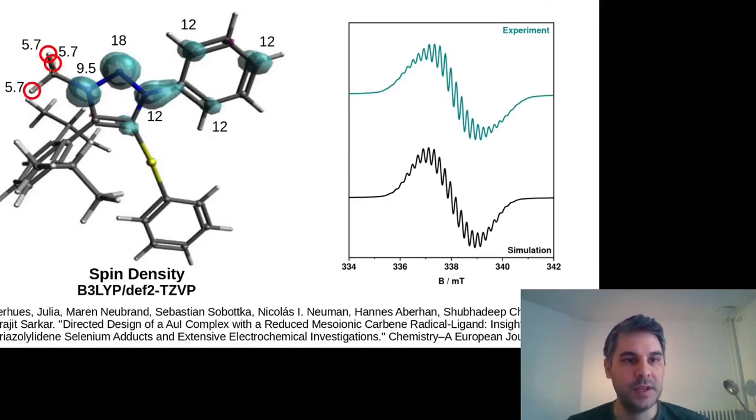So if we see here, the 5.7 MHz values would come from these methyl groups, and the 18, 12, and 9.5 MHz couplings would come from the different nitrogen atoms, and then these are the values from the hydrogens that are bound to these carbons. So these results were published by Bergius et al. in Chemistry European Journal this year.